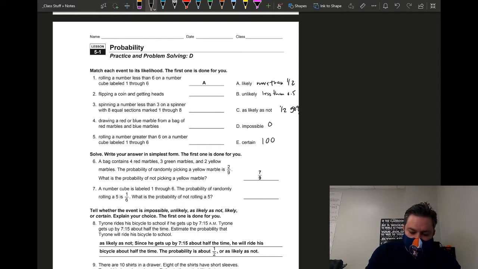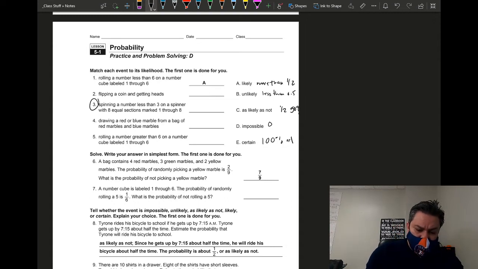Certain is 100% or 1. Okay? So now, let's look at the pick one. Let's do number 3. Spinning a number less than 3 on a spinner with 8 sections marked 1 through 8. So this is what we're going to be doing, and this is what you're going to be encountering a lot. Spinners, number cubes, which are the dice, cards, and all that kind of stuff.